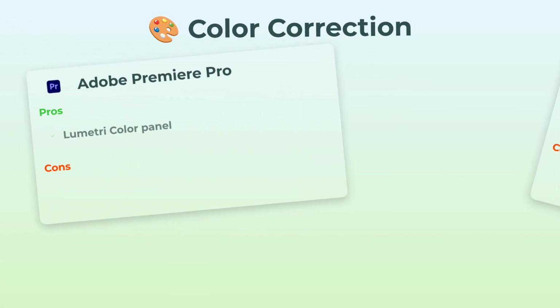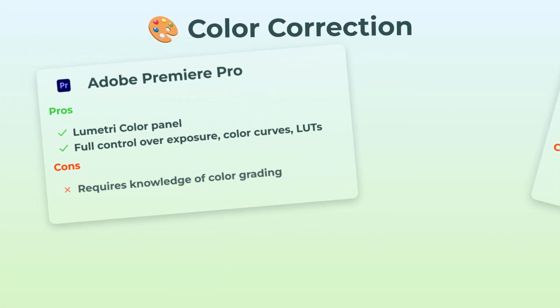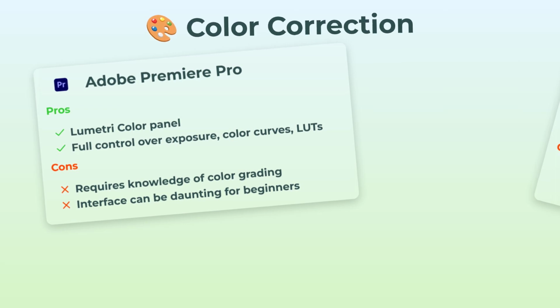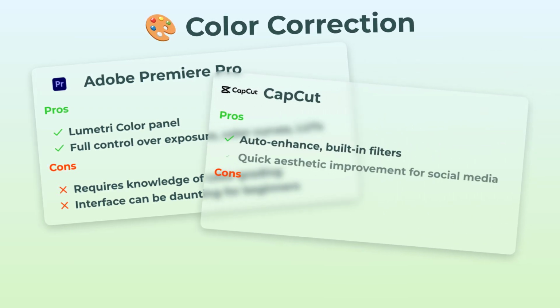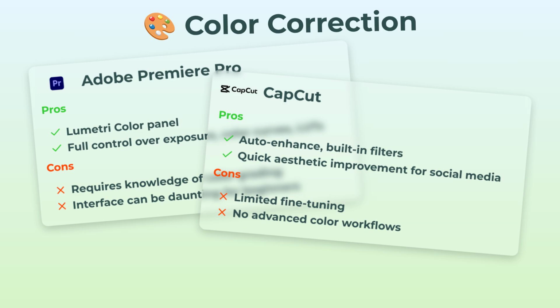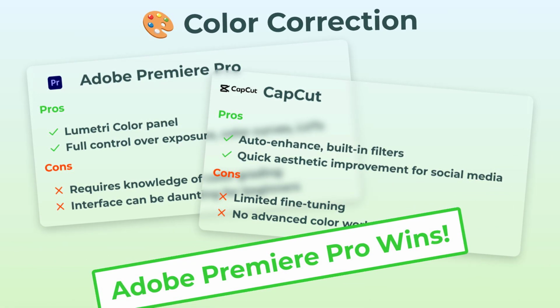And on color correction, Premiere Pro is a beast. You've got the Lumetri panel, control over everything, exposure, curves, LUTs, but let's be real, it's not beginner-friendly at all. Color grading can be intimidating. CapCut, though? Instant filters, auto-enhance, easy-peasy aesthetics for your social posts. It's fast, looks good, but if you want real fine-tuning, it's just not going to cut it. Again, Premiere Pro wins here.